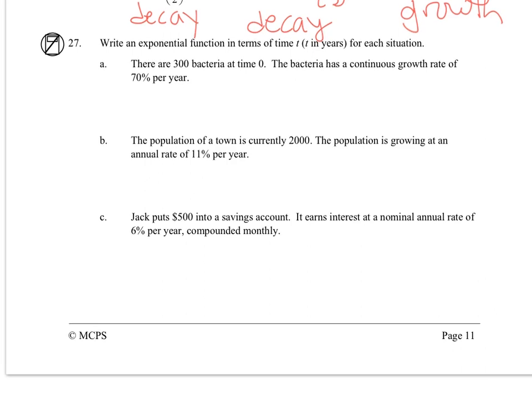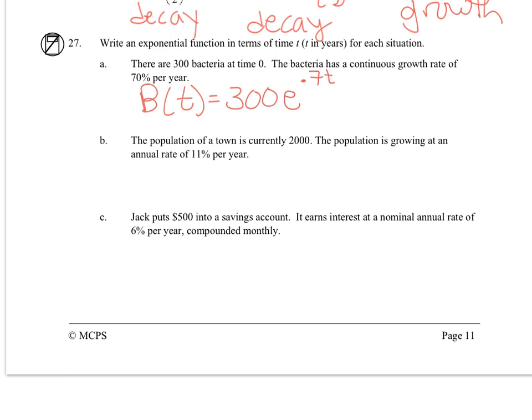Okay, so for 27, we have to pay really close attention. It says that we have to write our equation in terms of t for years. So A, 300 is our initial value. It's a continuous growth rate. You have a formula sheet. You can use it to your advantage. So 300 is our initial value. Continuous, we use the equation that has a base of E. Change your percent to a decimal, and there's our variable time.